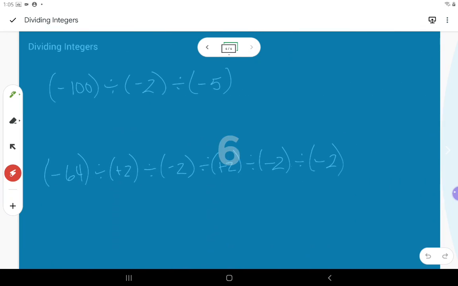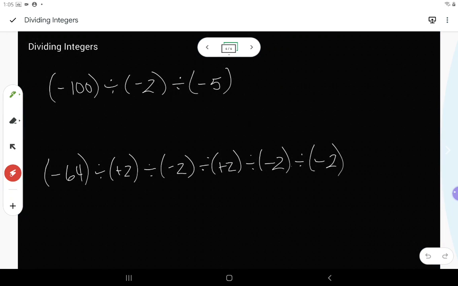So, if I was to do something a little bit more complex, okay, negative 100 divided by negative 2 divided by negative 5, I'm simply going to start by counting how many negative signs I have. 1, 2, 3 negatives in this one here. 3 is an odd number. That means my answer is going to be negative.